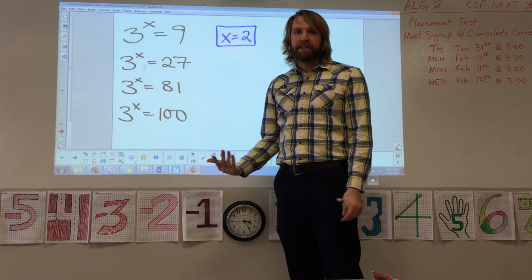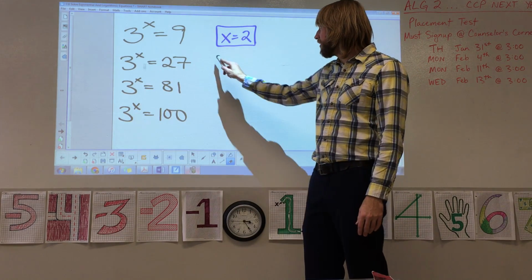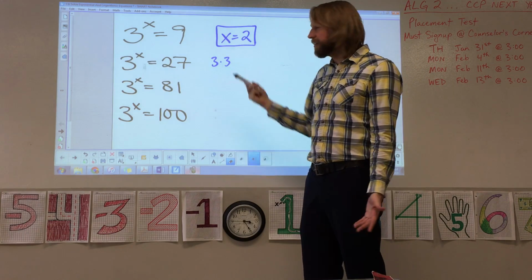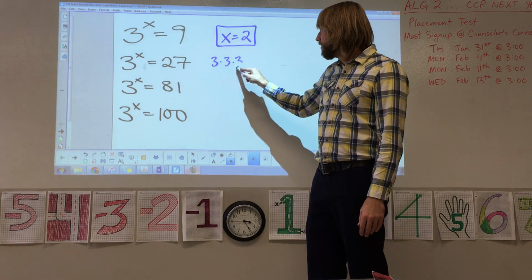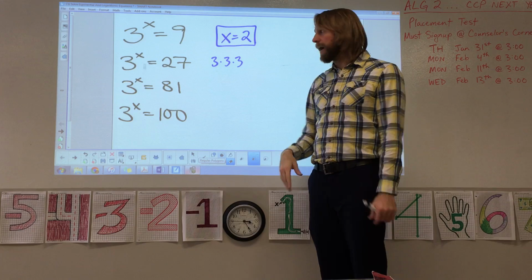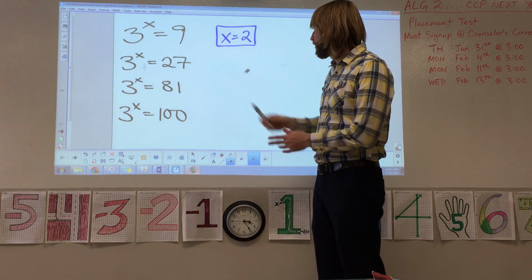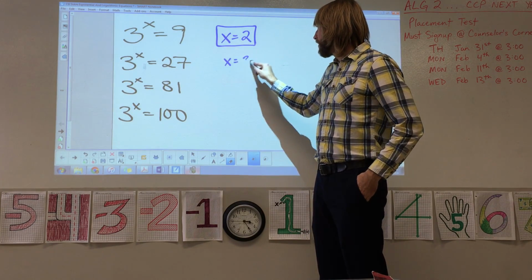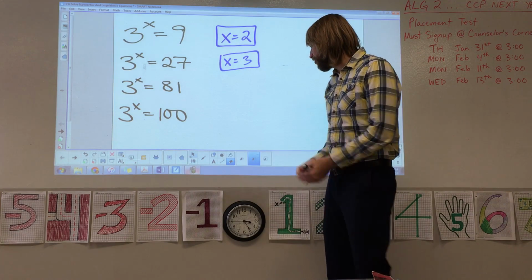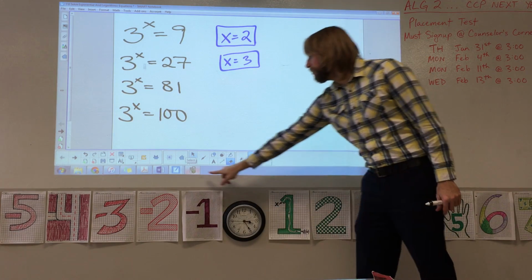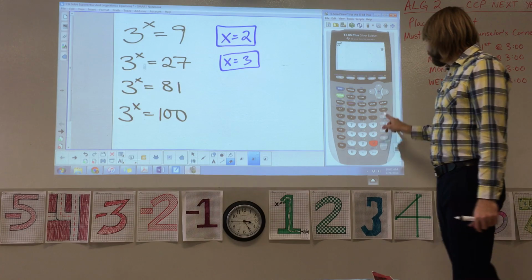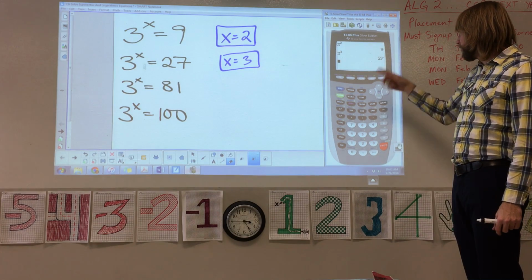Take a look at how many 3's it might take to get to 27. So 3 times 3 got us to 9. If we added in a third one, 3 to the third power would give us 27. So our x would be 3 there. Again, we can kind of check that on the calculator if we need to.